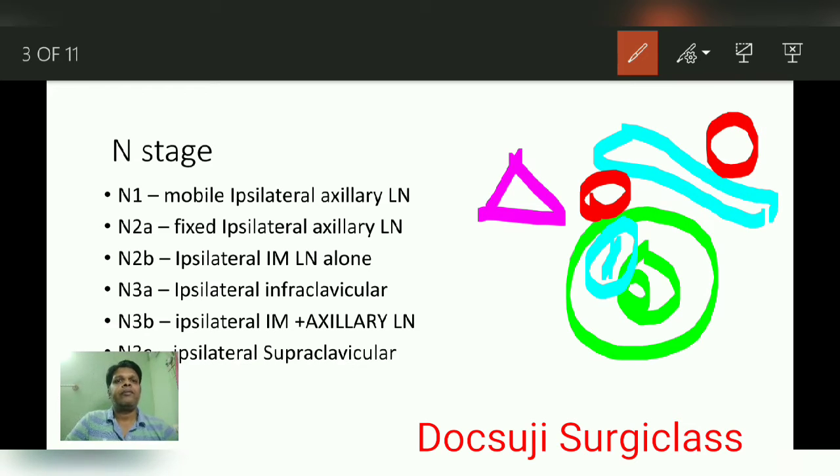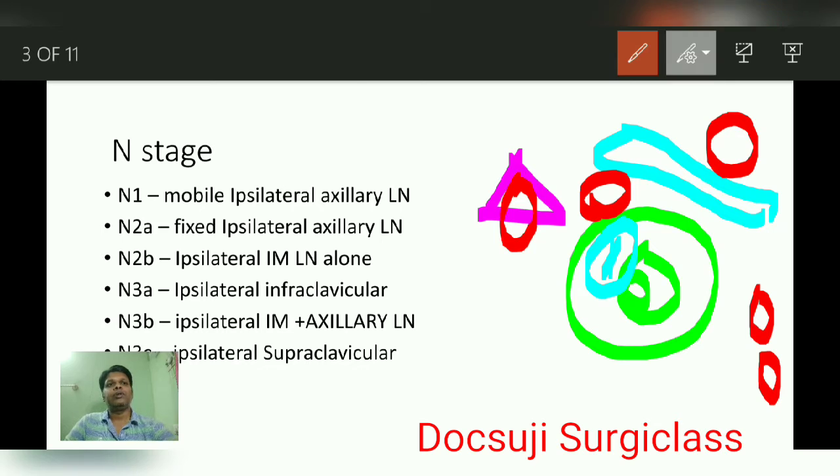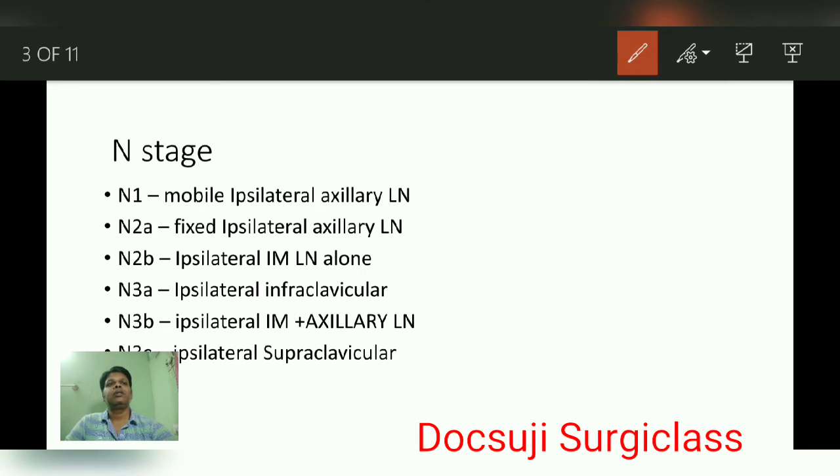If the lymph node is present above the clavicle, that is the supraclavicular, then it is called as 3C. If you are having axillary lymph node as well as internal mammary lymph node, then it is called as 3B. Okay, it's very simple. I will repeat again. 3A means ipsilateral infraclavicular, and 3C is ipsilateral supraclavicular, and 3B is ipsilateral internal mammary and axillary lymph nodes. Okay, so that's all about the nodal status.